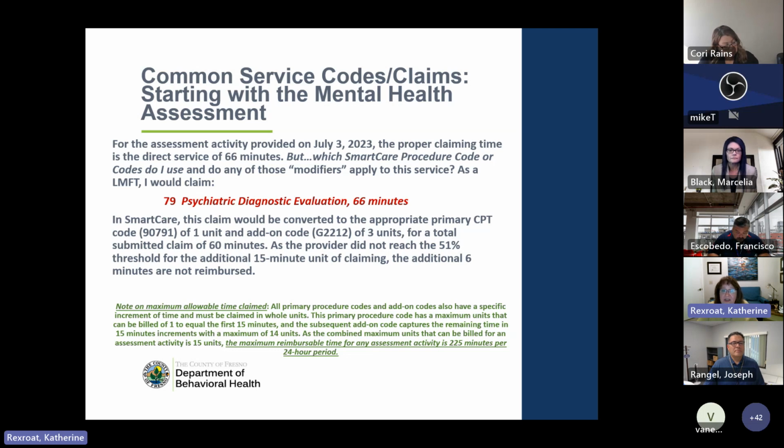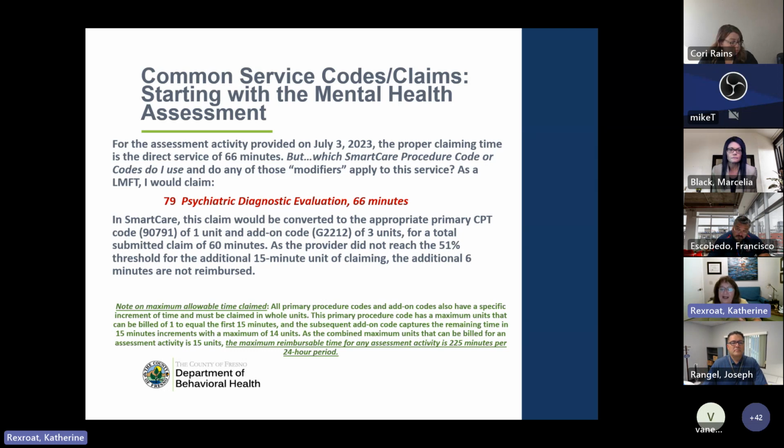So I'm just bringing this up to make you aware you have a minimum threshold for assessment of 8 minutes. You may not bill less than 8 minutes for assessment. And in any given day, you may not bill more than 225 minutes within a 24-hour period.